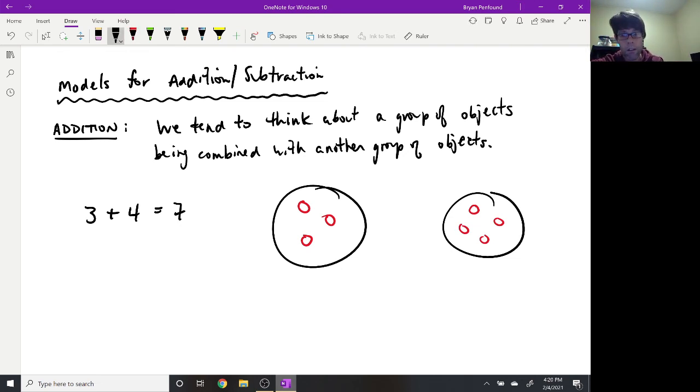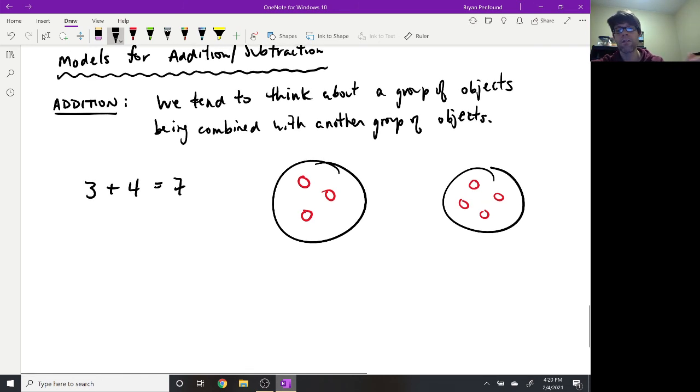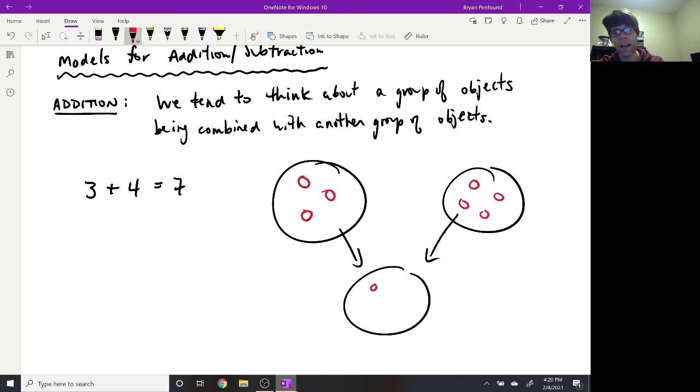It could be people. And then all we do is just combine all of these things together into one region, and we add up all the things. So that's the easiest way to think about addition. I think that's a very straightforward way to think about addition. It's a very intuitive and natural way to think about addition.